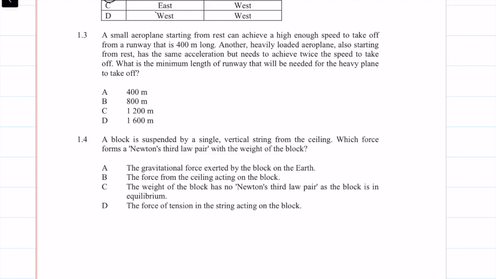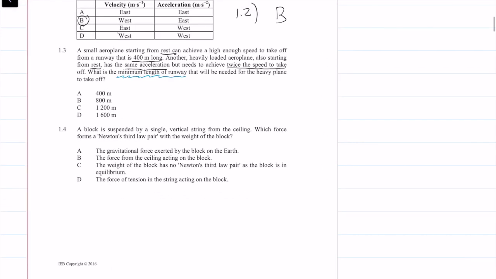Next question, question 1.3. A small airplane starting from rest can achieve high enough speed to take off from a runway that is 400 meters long. Another heavily loaded airplane, also starting from rest, has the same acceleration, but needs to achieve twice the speed to take off. What is the minimum length of runway? So the question is asking for the minimum length of runway needed for the heavy plane. Let's start off with the light plane.